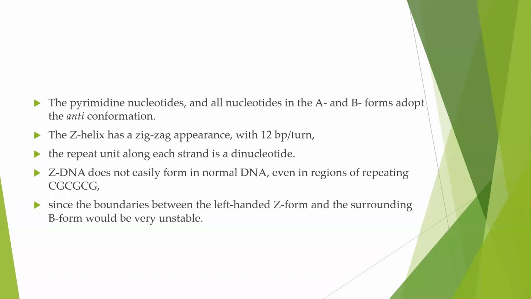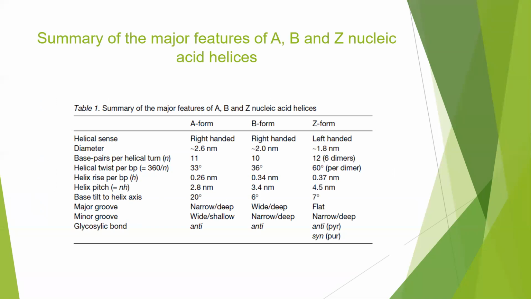Though this kind of sequence is present in natural DNA, the Z-DNA conformation is not taken up by natural DNA. That's because the boundaries between the Z-DNA, which is left-handed, and the more stable DNA become quite unstable, which is why it does not take the Z-DNA conformation in case of natural DNA.